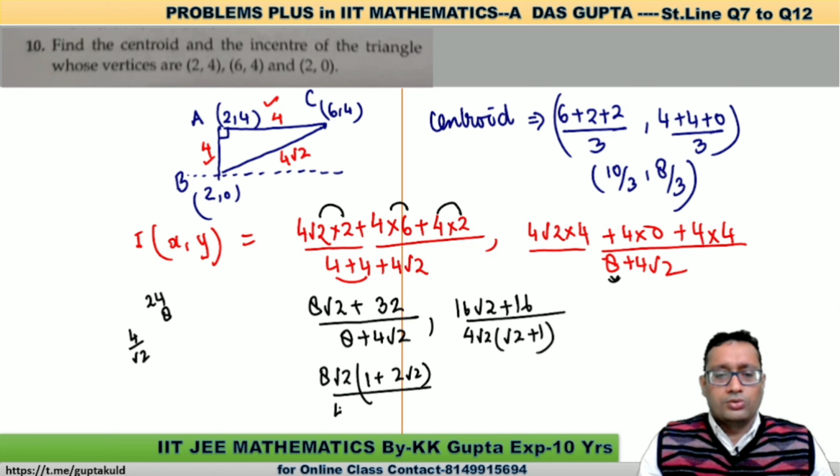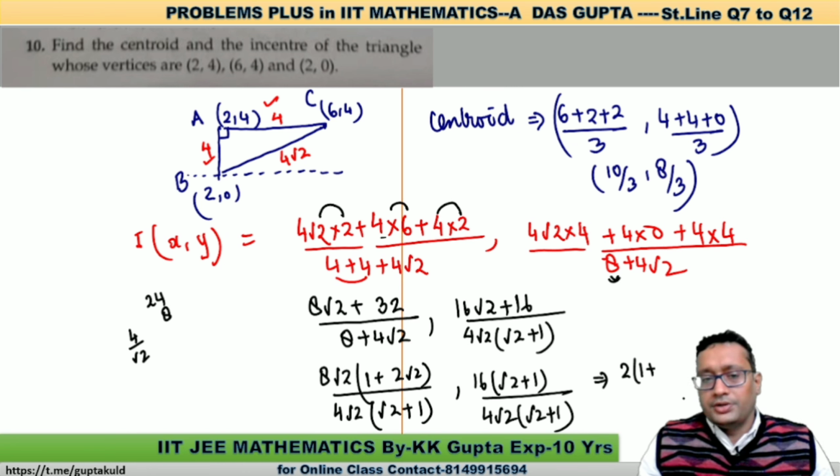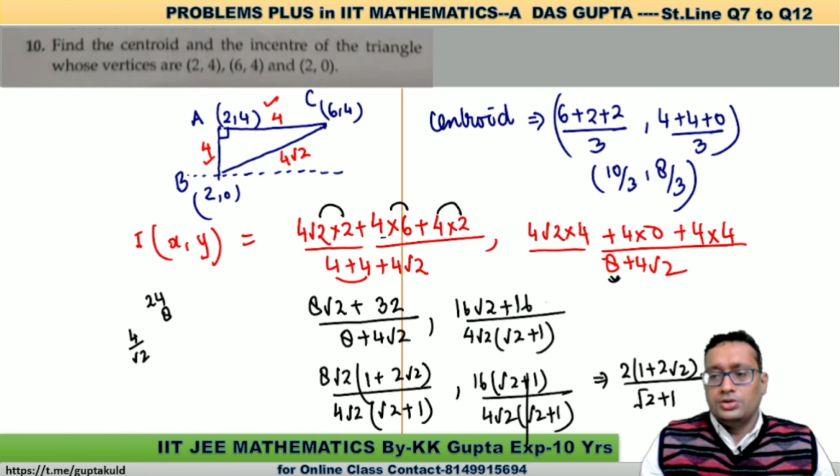Here you take common 4 root 2, it becomes root 2 plus 1. 16 common, root 2 plus 1 upon 4 root 2, comma, root 2 plus 1. Okay, no issue. So this becomes 2, 1 plus, okay, this is 24, this is 8, that is 32. Okay, 2 and this becomes 1 plus 2 root 2 divided by root 2 plus 1, and this gets cancelled, this becomes 4 and 2 root 2.